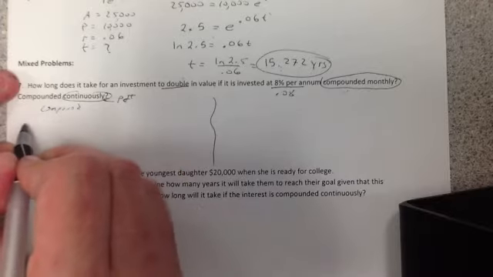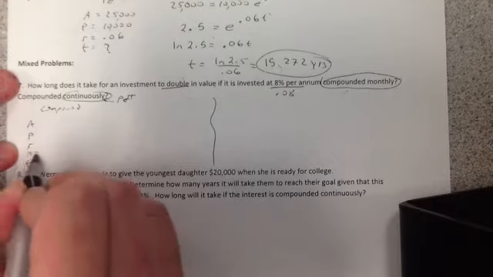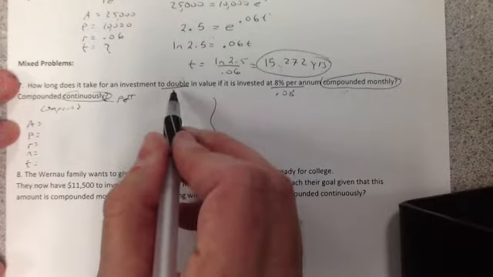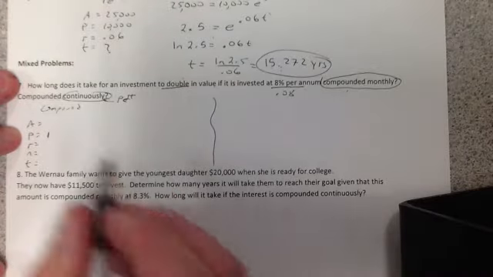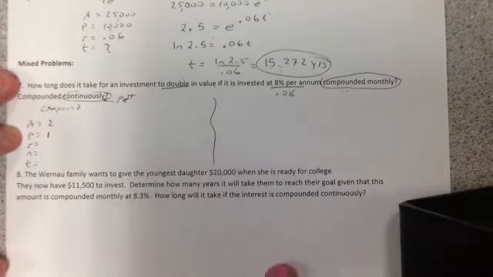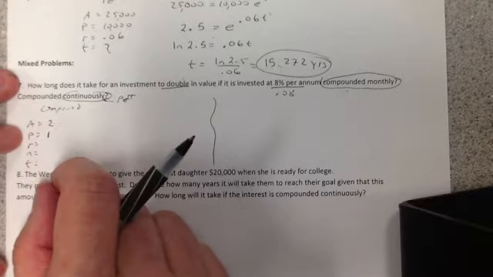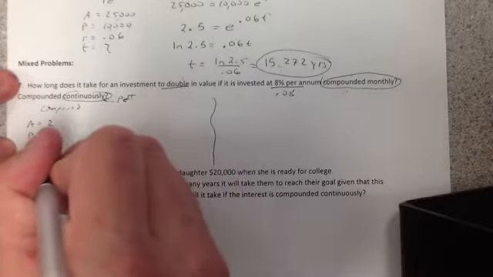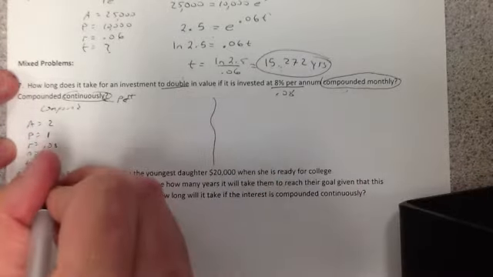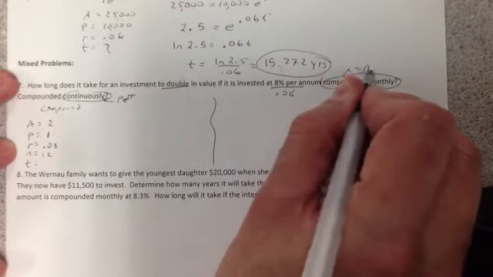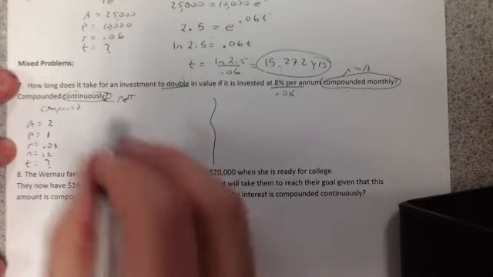In compound, we need A, P, R, and T. Now, we're just told that it's going to double. So make it simple. Let P be 1, how much I'm initially investing. If I double, A is now 2. Keep it simple. You could have done 10, 20, 100, 200, a billion, 2 billion, whatever. R is 0.08. N, we're compounding it monthly, so N is 12. T is what we're looking for. How long will it take for you to double your money?